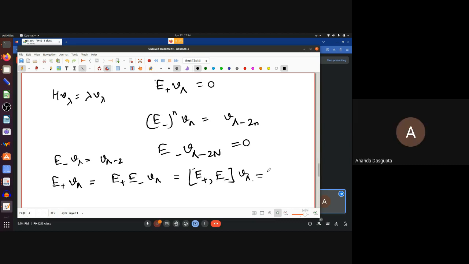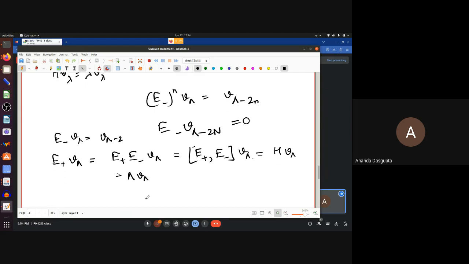Okay, and what is E plus E minus? This is H. H v lambda is lambda v lambda. So when E plus acts on v lambda, of course, that's 0. When E plus acts on v lambda minus 2, you get lambda times v lambda.